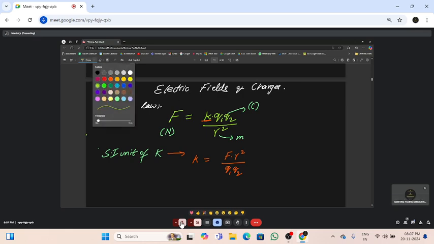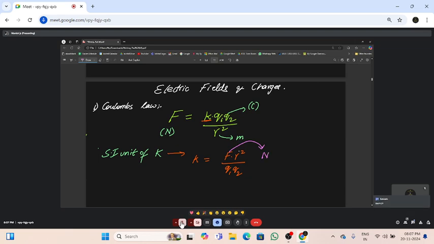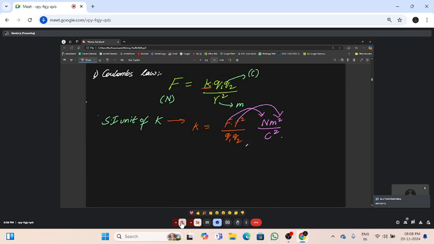So what will be its unit now? It's an easy way to find out. Force, as I told, is in newtons, and distance is in meters, but here we have distance squared, so Newton meter squared upon Coulomb into Coulomb, which is Coulomb squared. So that's the unit of K. Coulomb's constant has the unit Newton meter squared upon Coulomb squared. By rearranging, we can understand this.